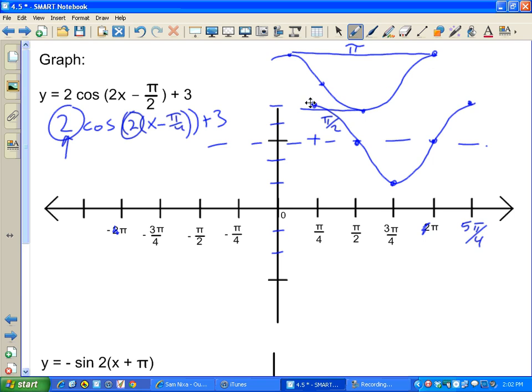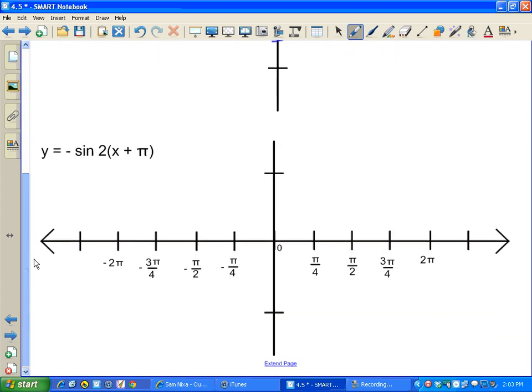Okay, and I could continue. I could go pi back this way, which would put me at negative 3 pi over 4. Okay, and that would be the end of another wave. Halfway between these, which would be here, I'd be at the minimum. Halfway between these, I'd be at the baseline again. Same on this side. So I could continue this wave infinitely. Okay, and that's my transformed cosine wave.